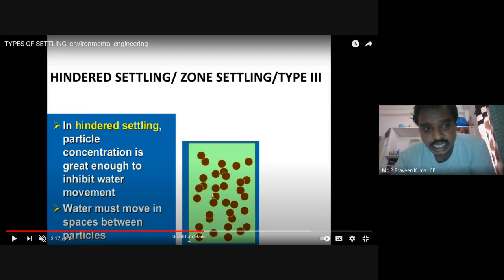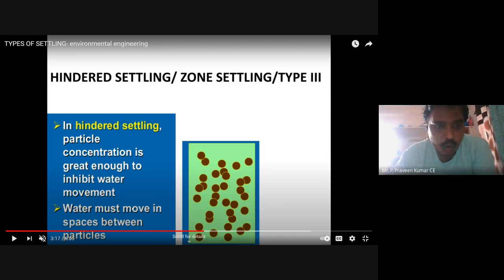So in this, the concentration of the solids will be very high, and the particles will be in contact with each other. Water must move in the space between particles. Why? Because it is a group of particles only, not compressed particles. But here more particles will be concentrated with each other, so the size will be very high, and that's why we name it zone settling.